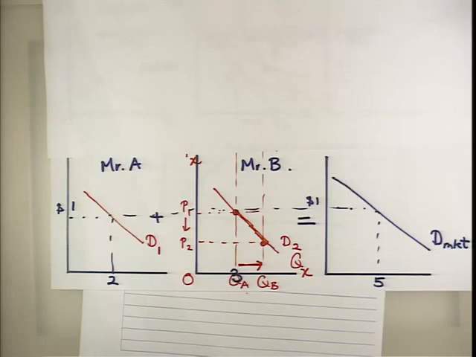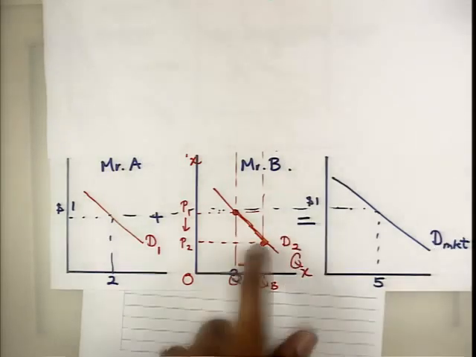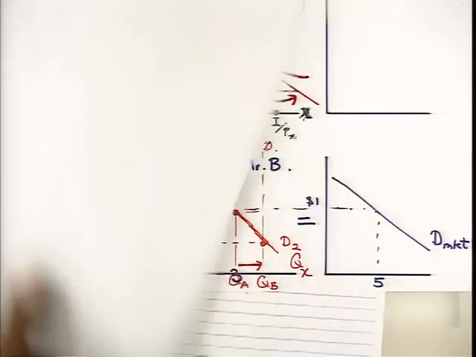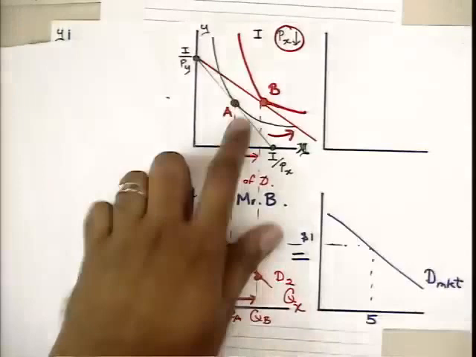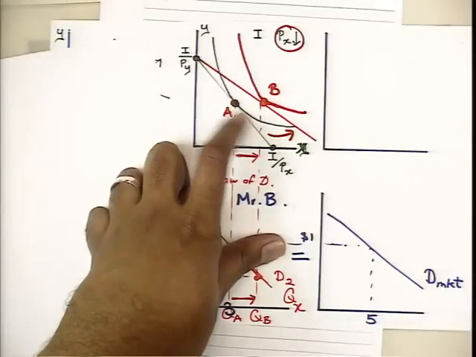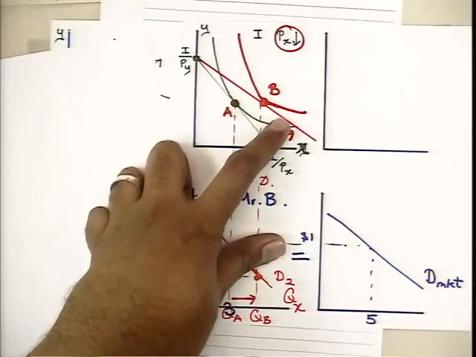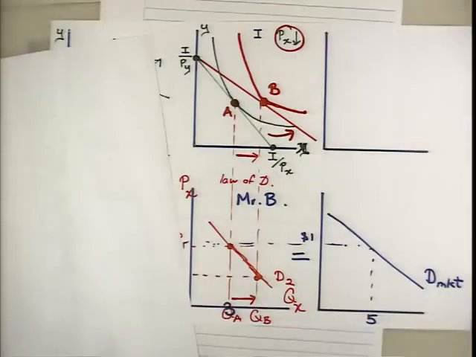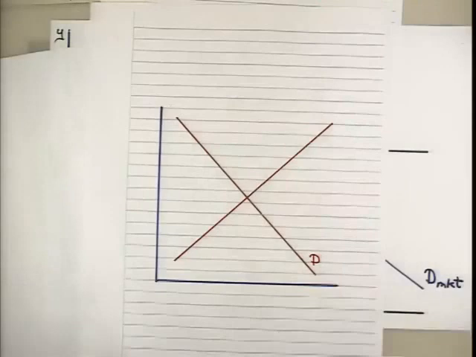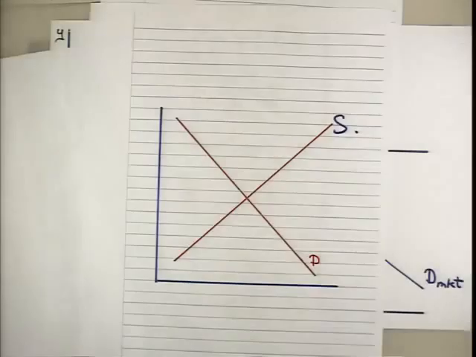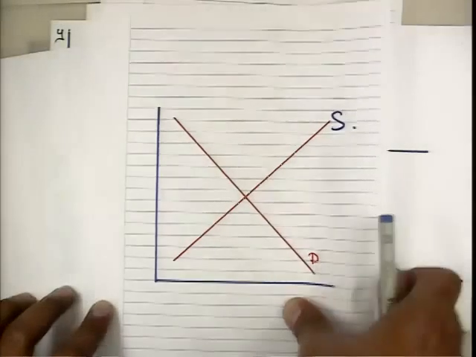So where did the market demand curve come from? The sum of individual demand curves. Where did the individual's demand curve come from? From their best affordable bundles, just seeing what they would have bought for every possible price. That answers the question, where did the market demand come from? Let's see where the market supply comes from.